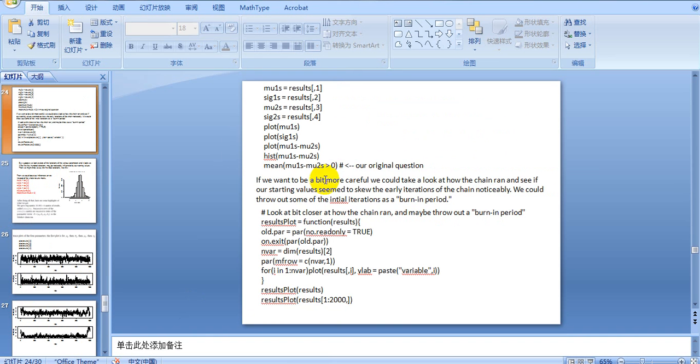Okay, now if we want to be a bit more careful, we could take a look at how the chain ran and see if our starting values noticeably skew the early iterations of the chain. We could throw out some of the initial iterations as burn-in. This part just explains why we need to check the burn-in. So there is a code to take a closer look at the burn-in period. There is a function to plot the result.